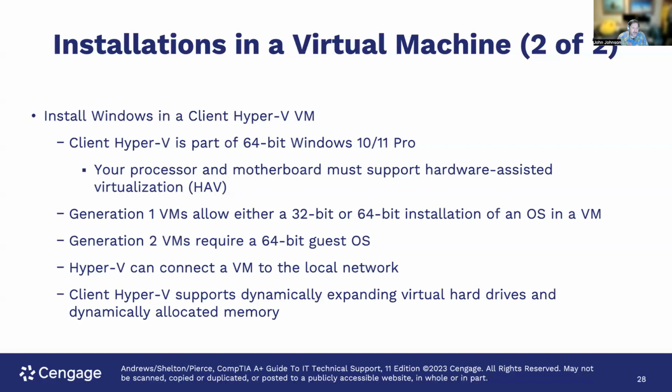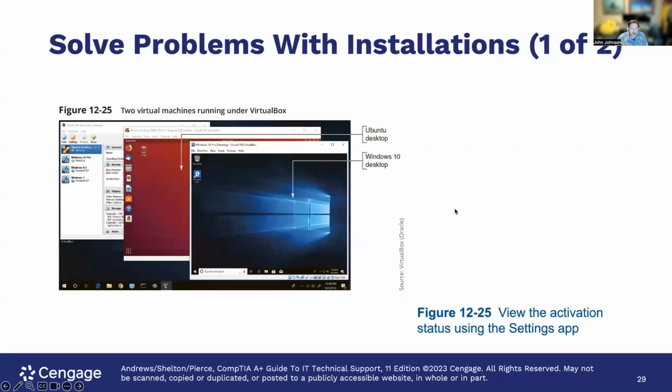Hyper-V can connect a VM to the local network, which is very good. Client Hyper-V supports dynamically expanding virtual hard drives and dynamically allocating memory, which is nice because you're not tied into what you set it up with originally. So let's say you've got a lot of files in there and you're using a lot more space. You can just dynamically size that up as you need to. You're not stuck to the original installation, essentially.